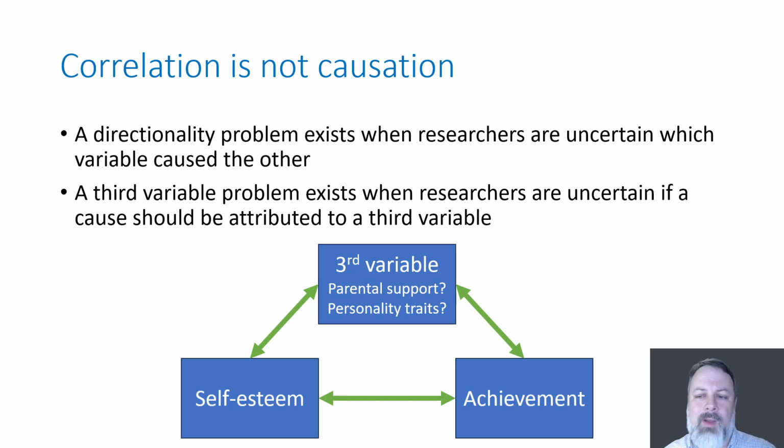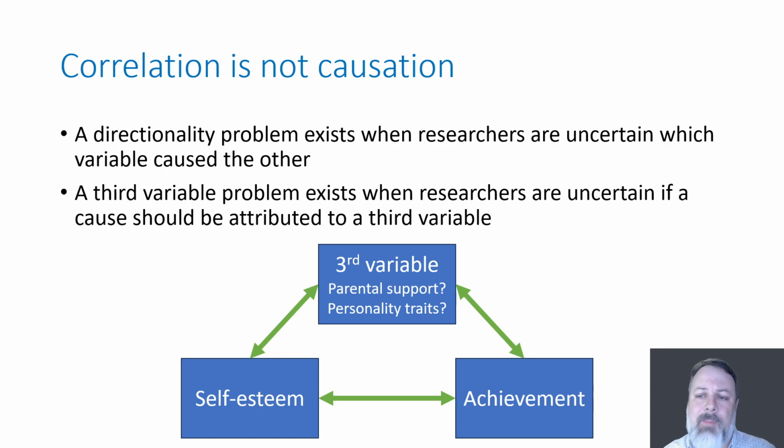Another problem that we run into with correlational methods is what we call the third variable problem. Maybe self esteem and achievement aren't something that cause each other. Maybe there's a third variable. Maybe there's something about parental support. People who have higher levels of parental support have higher levels of self esteem and have higher levels of achievement.